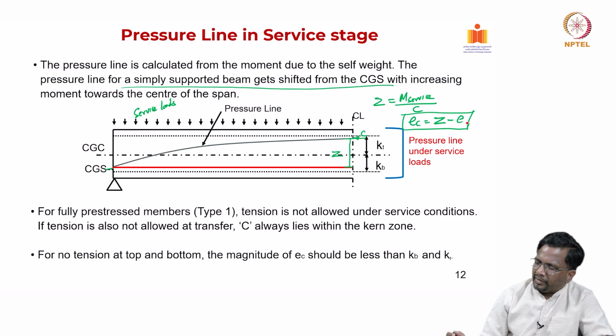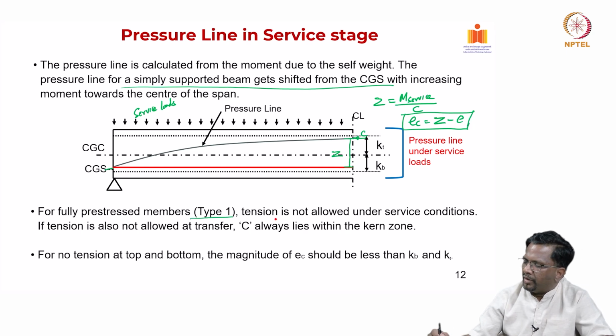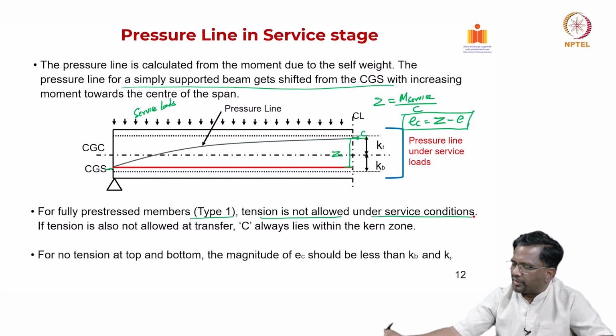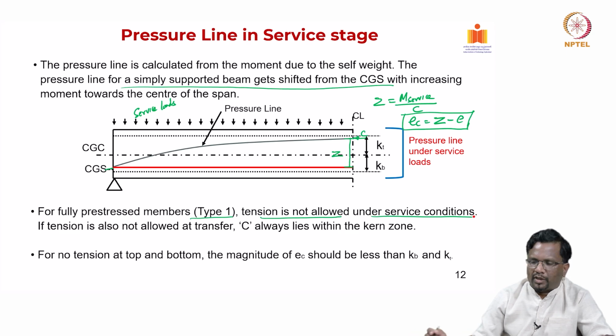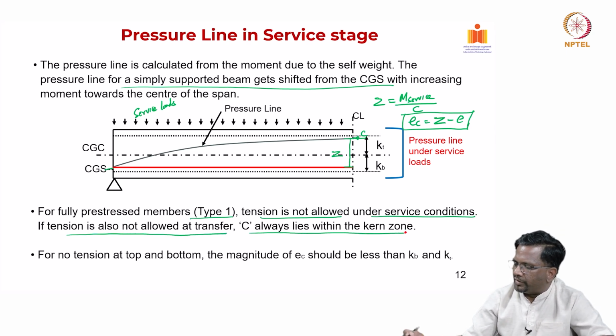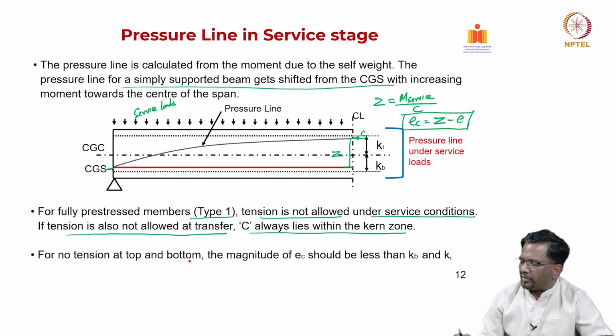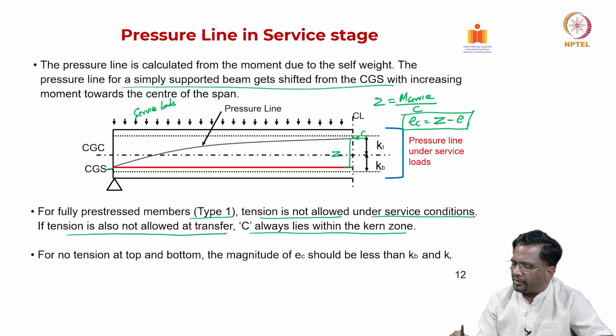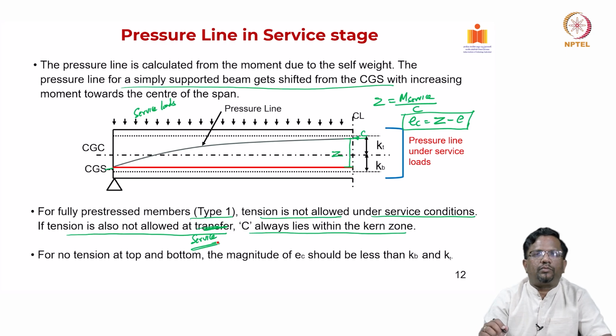Again, we see that for a type 1 member, tension is not allowed under service condition, that we have discussed. If tension is not allowed at transfer, C will always lie within the Kern zone. For no tension at top and bottom, the magnitude of EC should be less than the kern distance. This is not only at transfer, this is at service also.